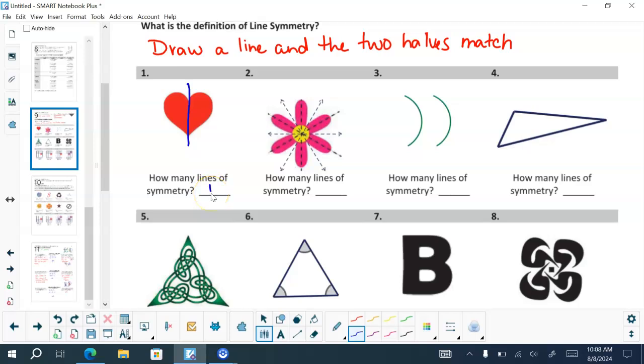Okay, let's do number 2 together as well. Be careful on number 2 that you don't double count. So I'm just going to write a little note here. Don't double count.